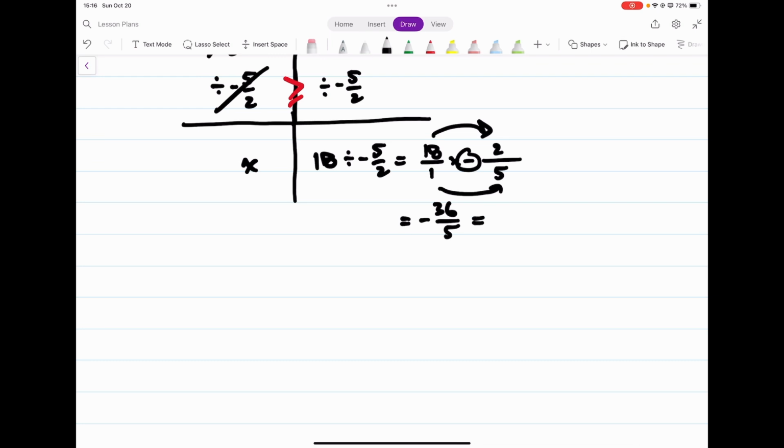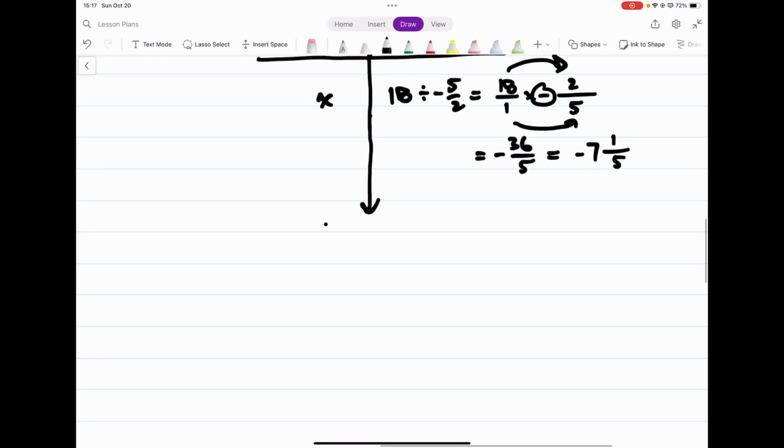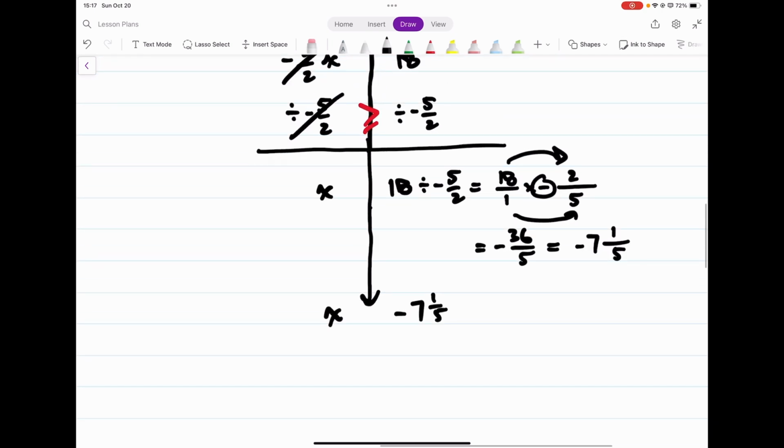I could further simplify that. So let's make it negative 7. And I'm left with the remainder of 1 over 5. So then I add the arrow here. Okay, I got the x. I'm done with that. And I got the negative 7 and 1/5. And then remember that symbol right there. That's what I'm going to bring down. So that's how you remember what symbol you have.